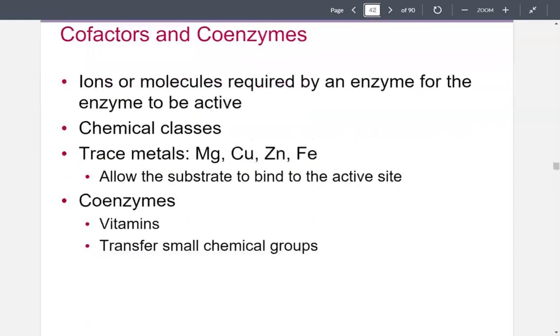All right. Cofactors and coenzymes. You may have heard these terms before. Ions are molecules that are required by an enzyme for the enzyme to be active. These are what we call cofactors or coenzymes. They tend to be chemical classes, and we end up with things like trace metals that tend to be cofactors: magnesium, copper, zinc, iron. As long as these metals are bound to the enzyme, the substrate can bind to the active site.